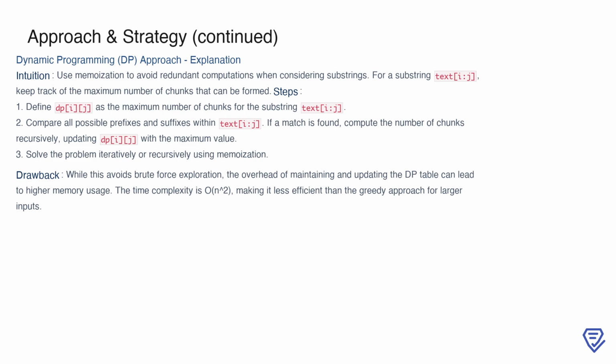If a match is found, we compute the number of chunks recursively and update the DP table with the maximum value. While this reduces redundant computations compared to the brute force method, updating and maintaining the DP table introduces additional overhead. The time complexity is quadratic, O(n squared), and the memory usage can also become substantial for larger inputs, making this approach less efficient than the greedy method.